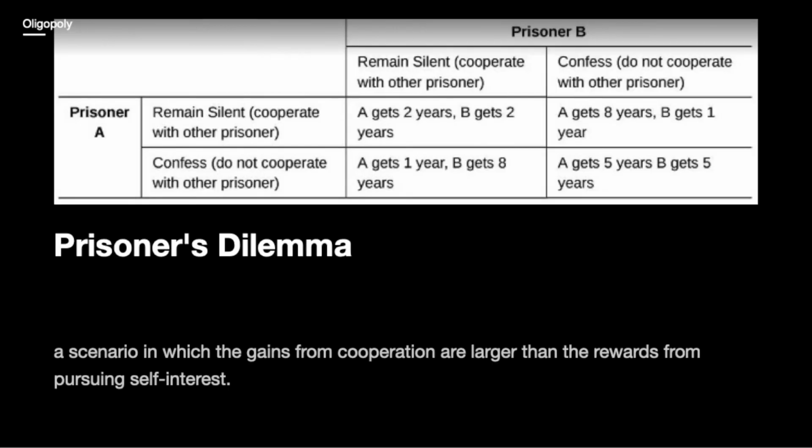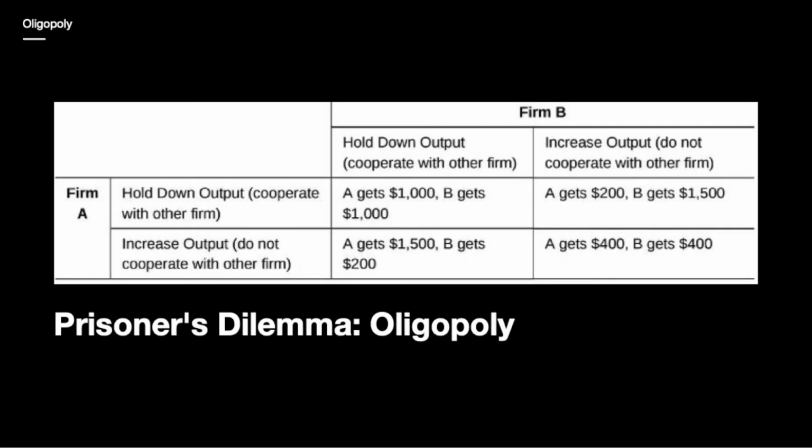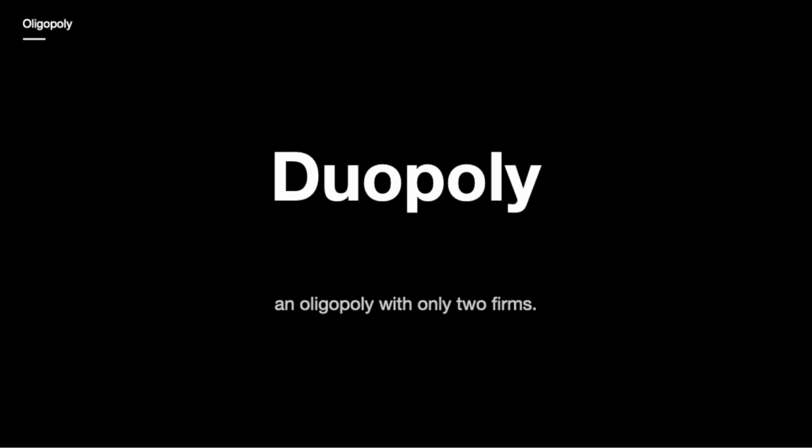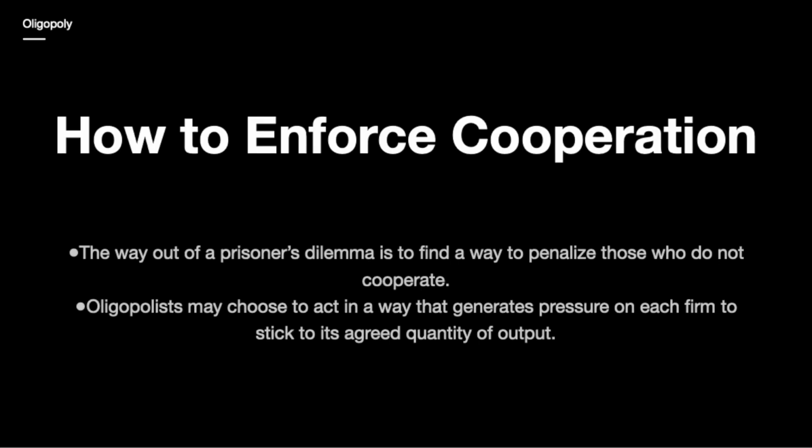The prisoner's dilemma, a scenario in which the gains from cooperation are larger than the rewards from pursuing self interests. Oligopoly version of the prisoner's dilemma. An oligopoly with two firms is a duopoly. How to enforce cooperation. The way out of a prisoner's dilemma is to find a way to penalize those who do not cooperate. Oligopolists may choose to act in a way that generates pressure on each firm to stick to its agreed quantity of output.